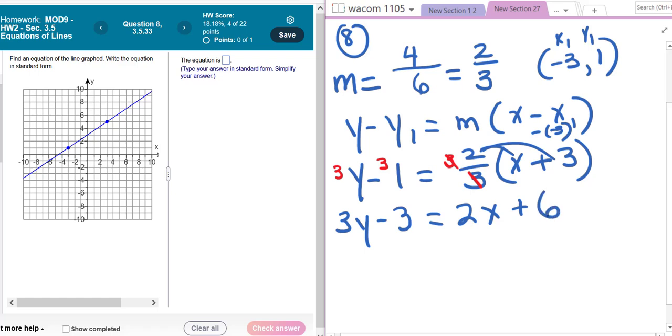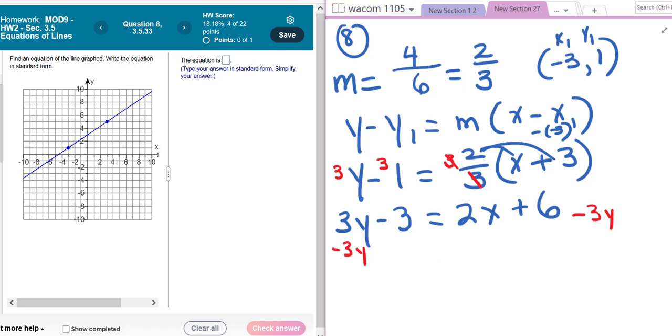Now, we haven't done a standard form yet. Standard form gets x and y on the same side, constant on the other side, and I always do it so that the x coefficient is positive. All right, so I'm going to keep my x on this side. I need to move the y term over here, and I need to move the 6 to that side. So I'm going to subtract 3y. I'm going to put it at the end because there's no like terms. All right, and I'm going to move the 6 from here to that side.